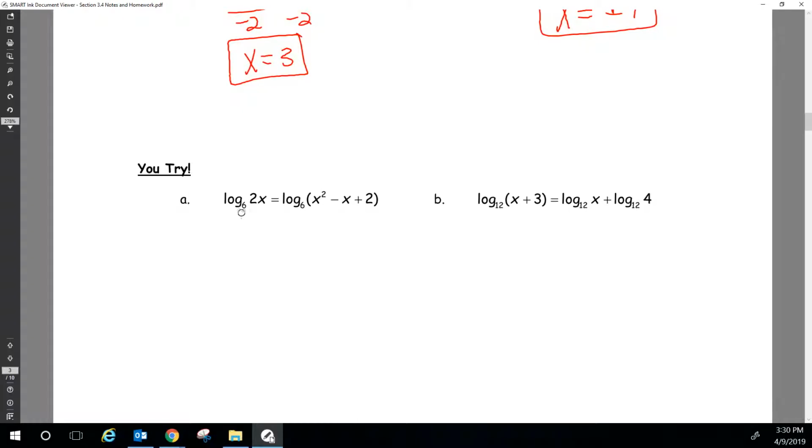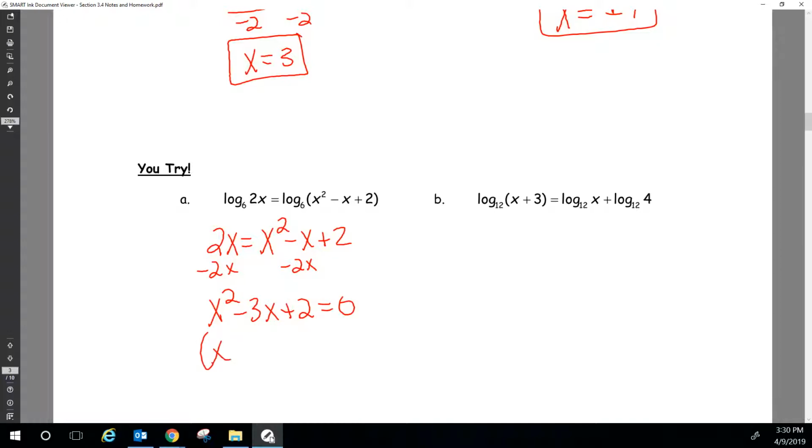The bases are the same, so the arguments have to be the same. 2x is equal to x squared minus x plus 2. This is a quadratic equation with a middle term, so I'm going to get it set equal to 0 and solve it by factoring if I can. So x squared, x minus 2x, it would be negative 3x. Two numbers that multiply to get 2 and add up to negative 3 would be negative 2 and negative 1. So x is equal to 2, and x is equal to 1.